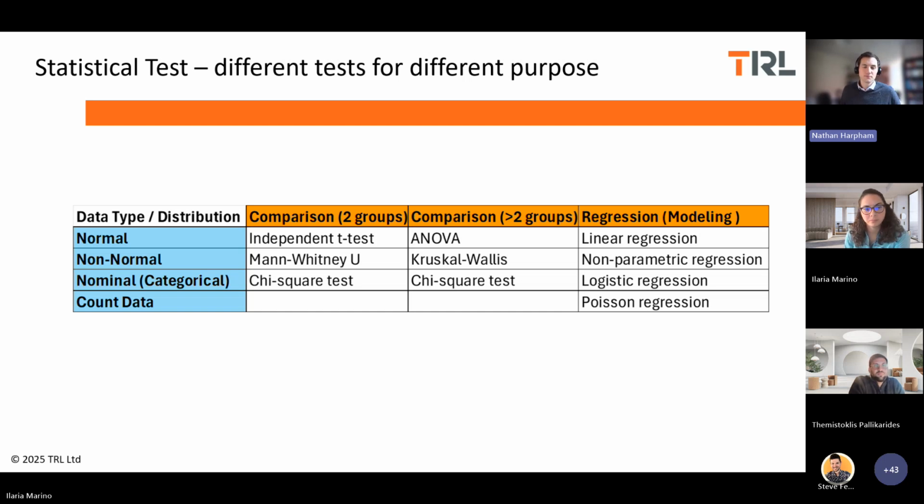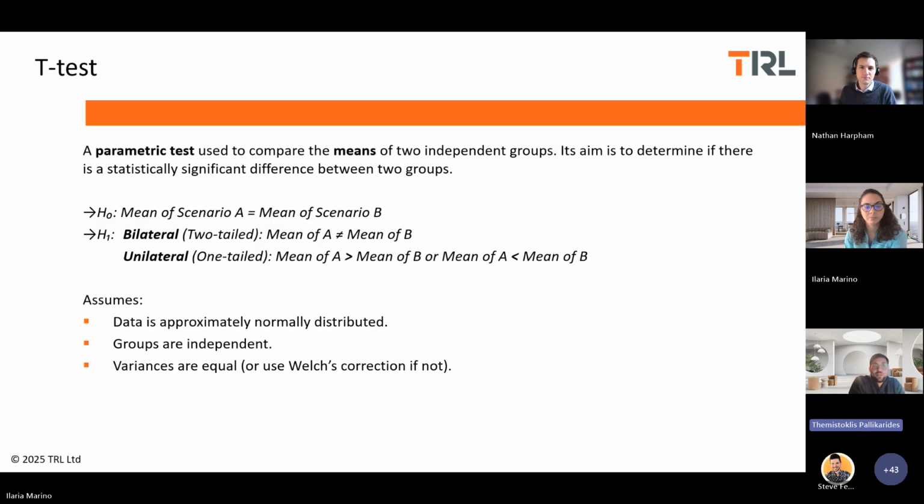Thanks. Exactly. Depending on how many groups you want to compare, or if you have parametric or non-parametric data, you can select the appropriate test. To start off, I'm going to describe the t-test. The t-test is a parametric test used to compare the means of two independent groups. Its aim is to determine if there are any statistically significant differences between these two groups. As Ilaria spoke in the beginning about null hypotheses, the null hypothesis in a t-test would usually say that the mean of your group A is the same as the mean of your group B.